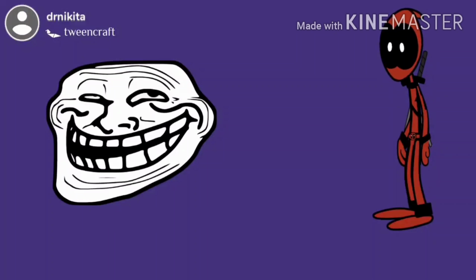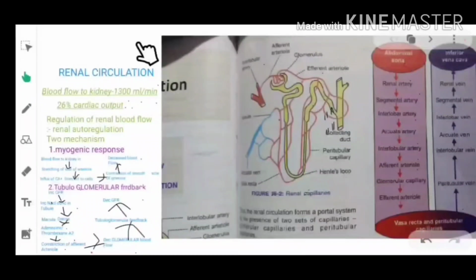Our today's topic is renal circulation and urine formation. So, our today's topic from renal physiology is renal circulation. Blood vessels of the kidney are highly specialized to facilitate the function of nephron in urine formation. Renal arteries supply the blood to the kidney. So, kidney receives 300 ml of blood per minute. That is 26% of cardiac output.